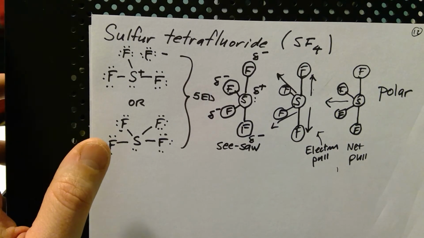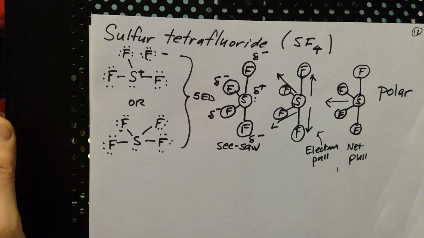Now, this one, it may be hard to see when you put the partial negatives, partial positives, that it's polar. So one way of seeing it is like this.